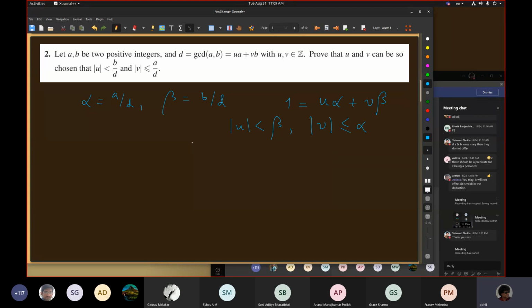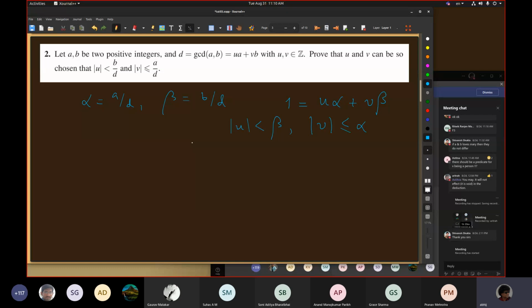Yes, that was a good first step. Then? Sir, then we can write U greater than minus beta and less than beta, and V less than or equal to alpha and greater than or equal to minus alpha. Now alpha and beta are positive, so we can multiply the inequalities and add the two inequalities. Then we get U alpha plus V beta less than alpha square plus beta square and greater than minus alpha square minus beta square. Since this is a sum of squares of two positive integers, it is always greater than or equal to 2. So 1 will always lie in this range.